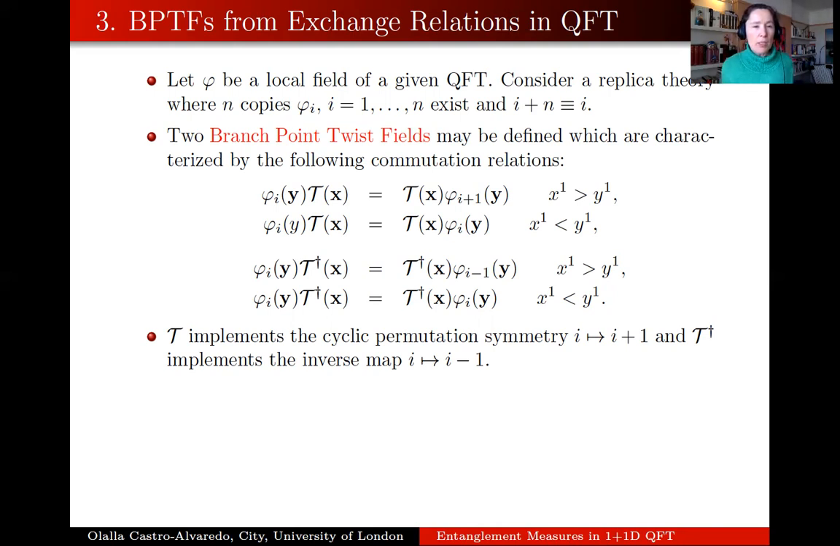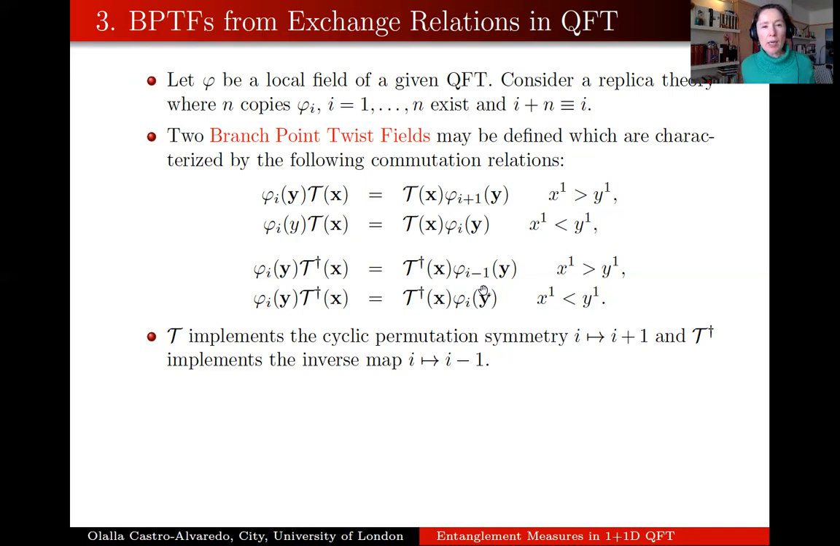What now happens is that when a local field goes around the twist field, if it crosses the branch cut, like in the first equation, it actually goes to the copy above, because that's what the twist field does. That's the symmetry it implements. It takes us from one copy to the next, and so going around the twist field changes index i to i+1. If the field is T dagger, however, this is the opposite twist field, implementing the inverse symmetry, which takes us down along the copies. So if we go around T dagger, we change index from i to i-1.